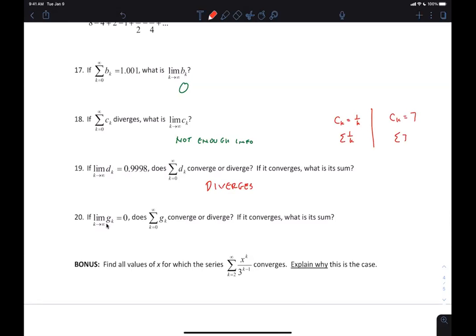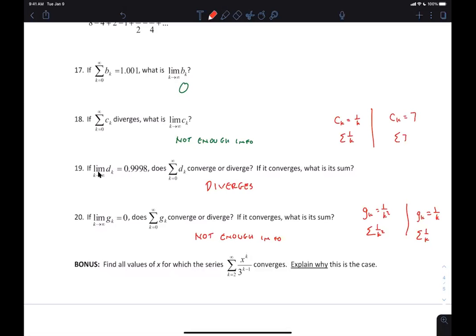Okay, so the limit of the sequence, because it's not 0, then the series must diverge. Now on 20, I'm telling you the limit of the sequence is 0. So what does that tell you about the series? It does not tell you anything, because it could converge. So if GK was 1 over K squared, then the sum 1 over K squared converges. But if GK was 1 over K, then the sum 1 over K diverges. So the sum could converge or diverge, and we don't know in that case. Do these 4 make sense to everybody? It's very easy to get confused on them. So please ask if something's not clear.